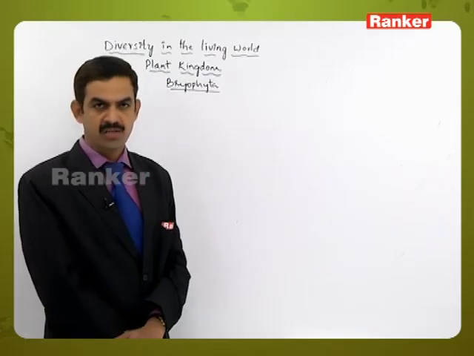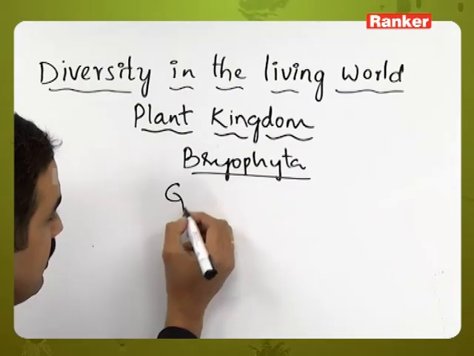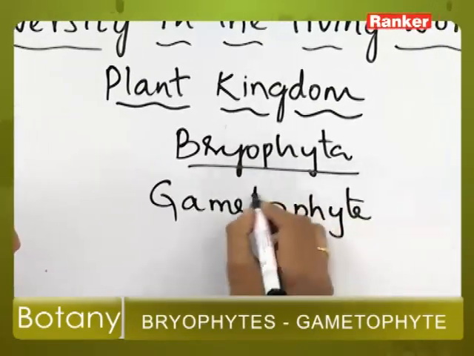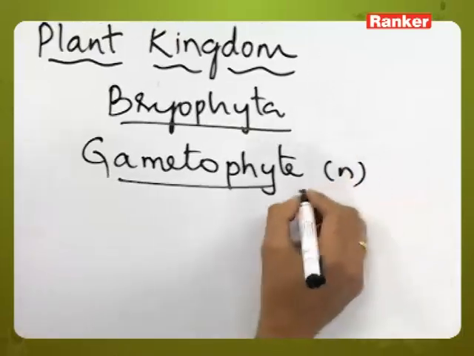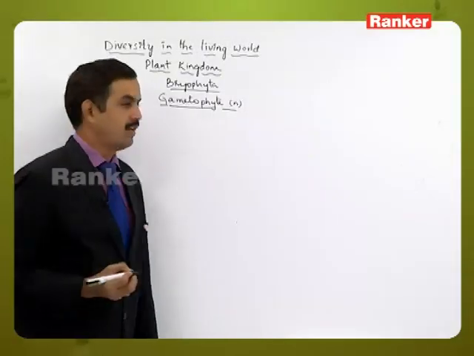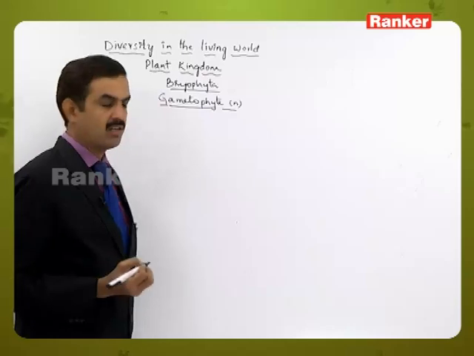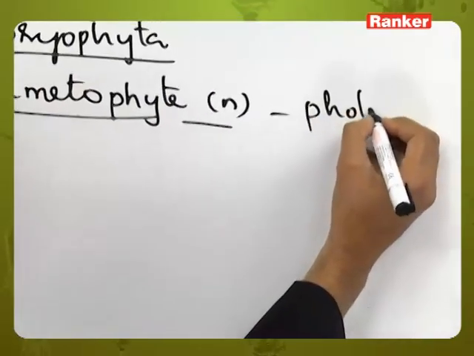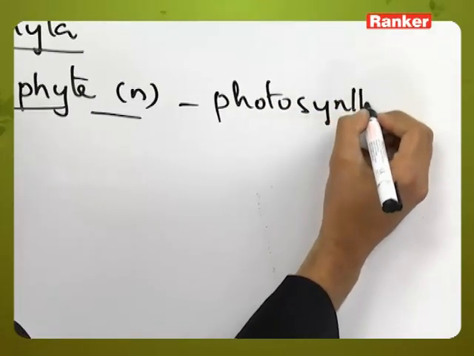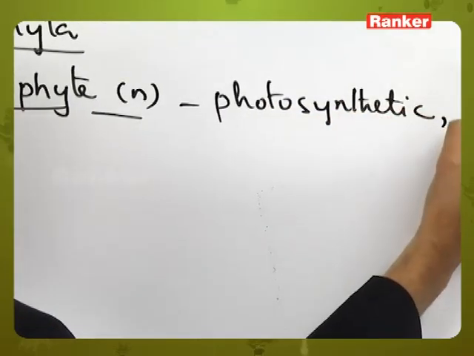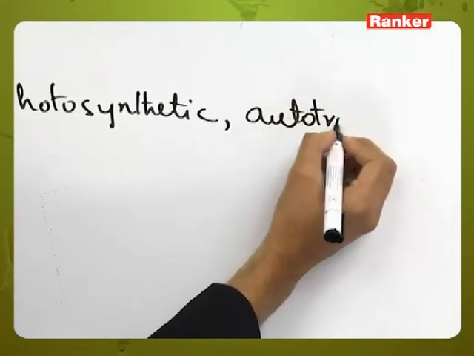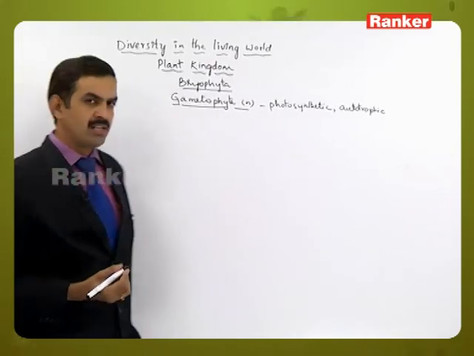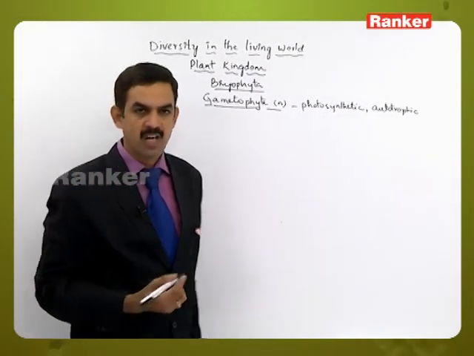Out of the two generations, gametophyte is the dominant stage, and this gametophyte stage is photosynthetic and autotrophic. So this will fix into the substratum with the help of the rhizoids.